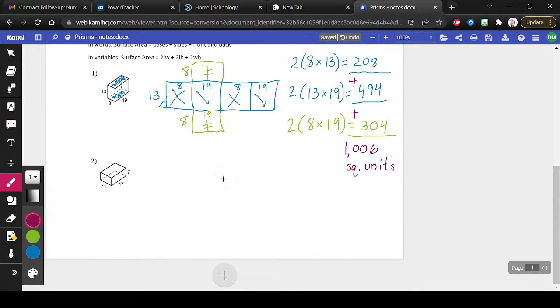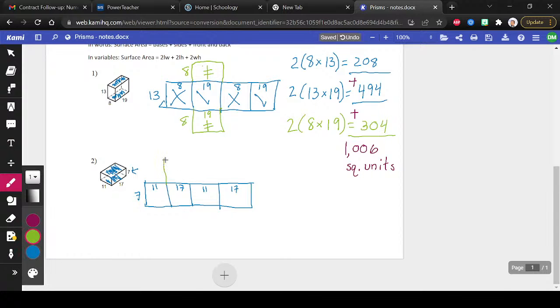The next problem is basically the same thing. So we're going to start again. We start by drawing our lateral surface area, and this time I'll use this up here as my top and this down here is my bottom. So I'm looking at 11 by 17 being the top and bottom dimensions. So that means the 7 is going to be the height. So I throw the 7 down, and we go 11, 17, 11, and 17.